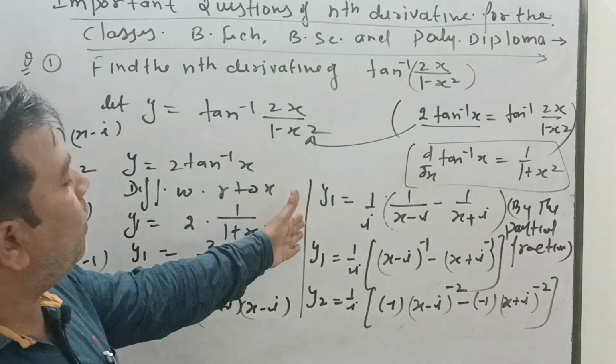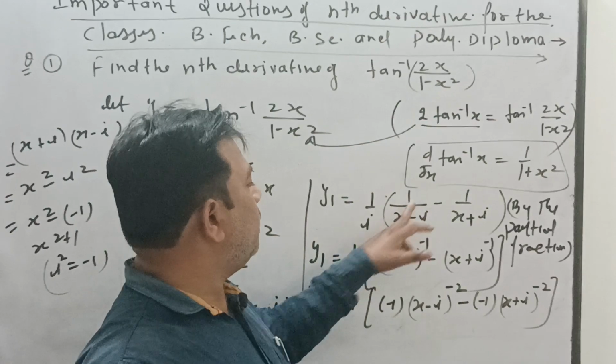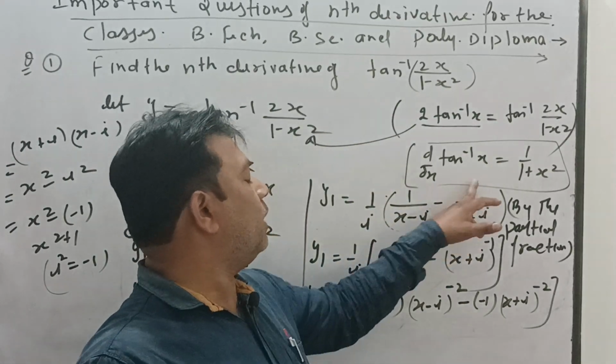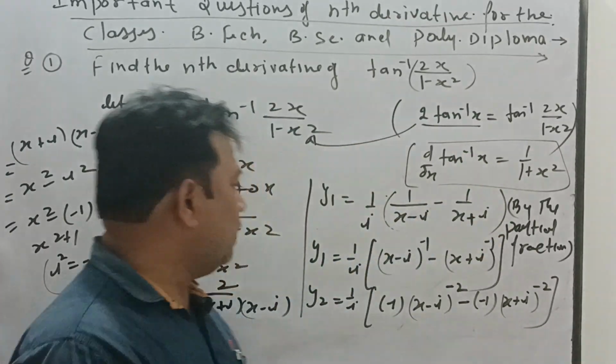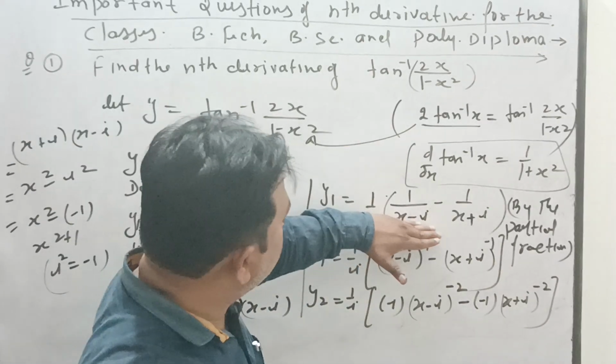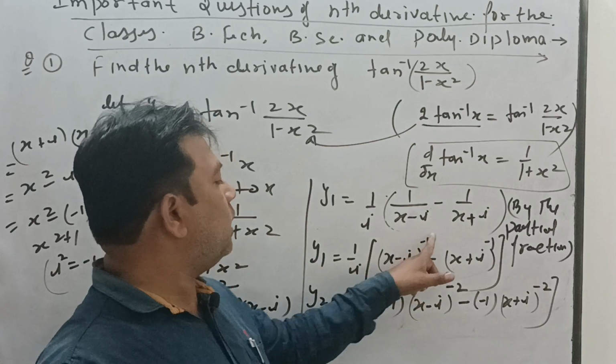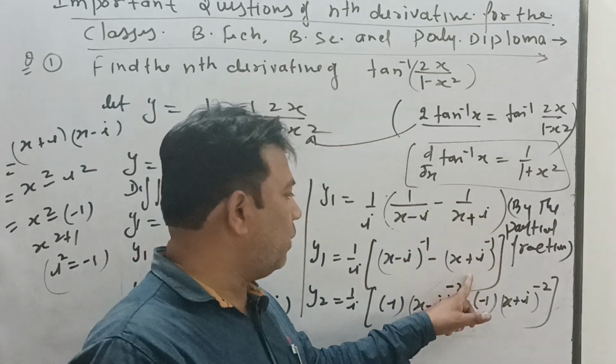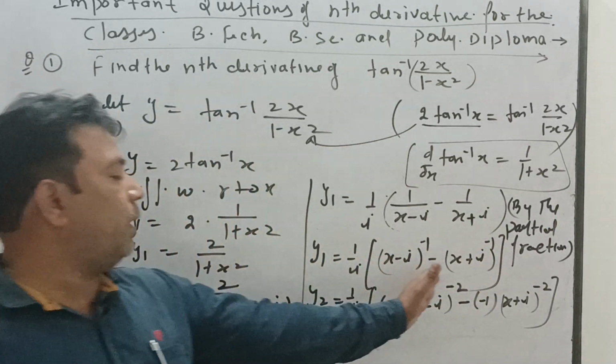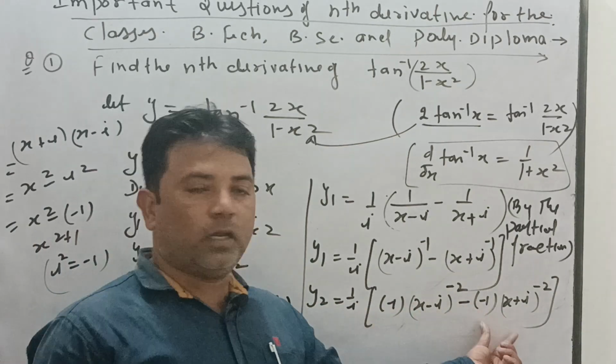By the help of partial fractions, y1 equals 1 upon i times (1 upon x minus i minus 1 upon x plus i). Now we take the power minus 1 out: (x minus i) to the power minus 1 minus (x plus i) to the power minus 1. Again differentiating with respect to x, we write the value of this.